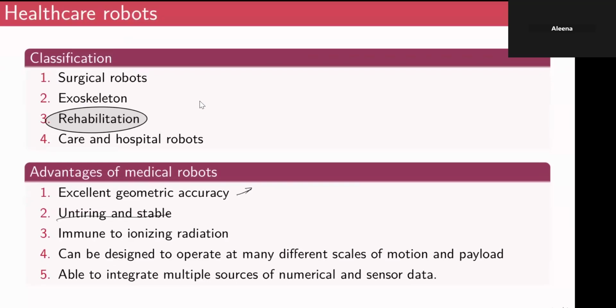Then the fourth point is they can be designated to operate at many different scales of motion and payload. Just like we have discussed in the first point, they can be recalibrated to operate at very minute scales. And the fifth point is they have the ability to integrate multiple sources of numerical as well as sensor data. Their motion would rely completely on their numerical models, their mathematical models, and whatever they observe from the sensor data.